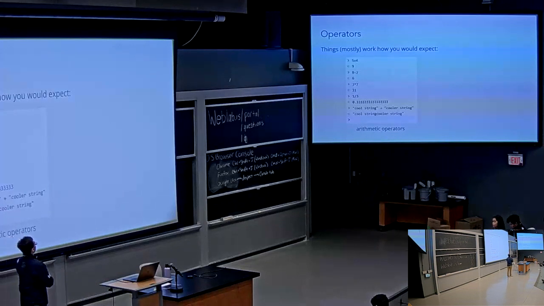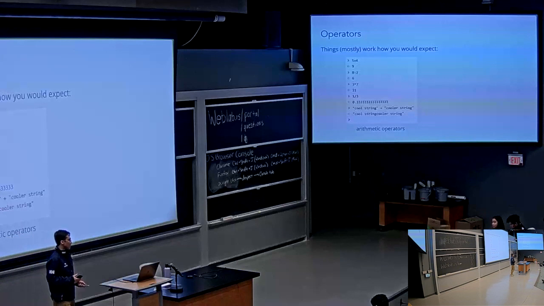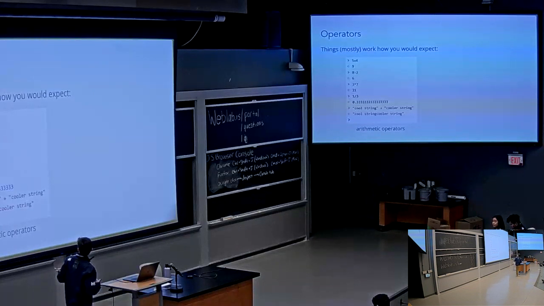So with operators, they mostly work how we expect. We have 2 types of operators. The first are arithmetic operators, which would be like addition, subtraction, multiplication, division. And they work as we expect. We can also add strings.